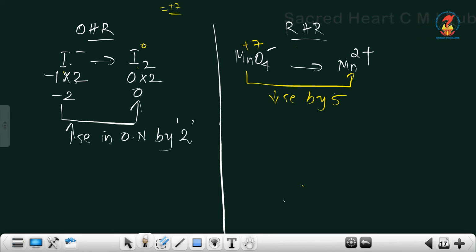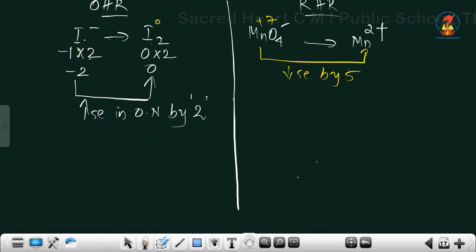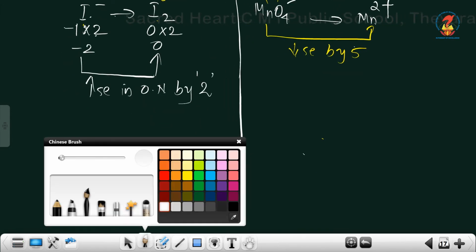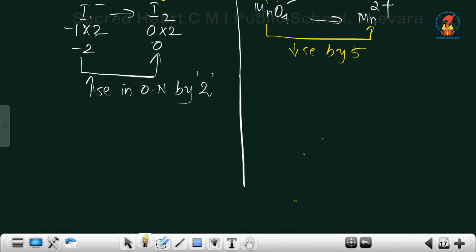So increase by 2. And here, if there is an increase by 2, how to balance? The first step is add electrons. How to add electrons? There is an increase by 2. So if there is increase, add on the right hand side. So it will become I minus giving I2 plus 2 electrons.